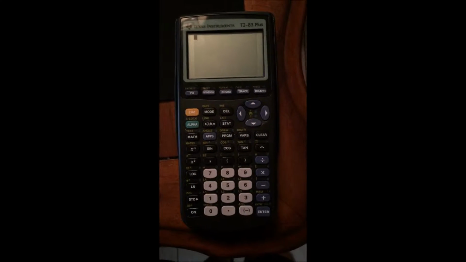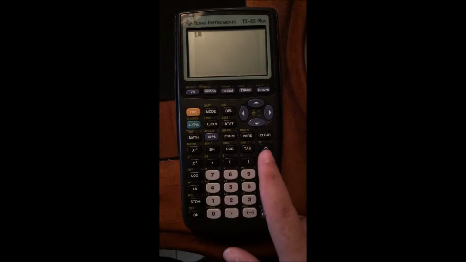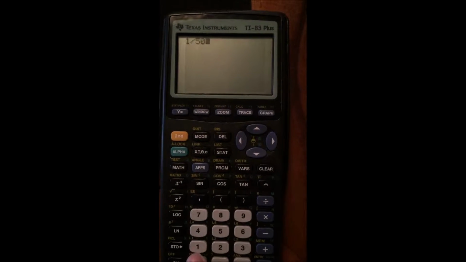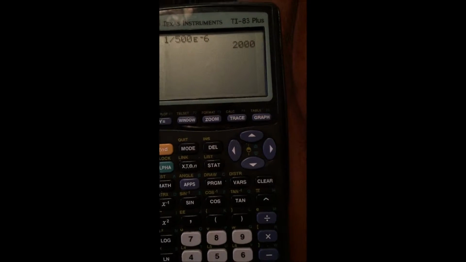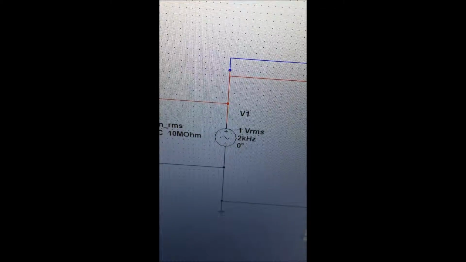This is the calculated part for measuring the frequency across R2. You're going to take 1 divided by the 500 microseconds. So 1 divided by 500 EE to the negative 6 is going to give us 2 kilohertz, which is the exact same as that.